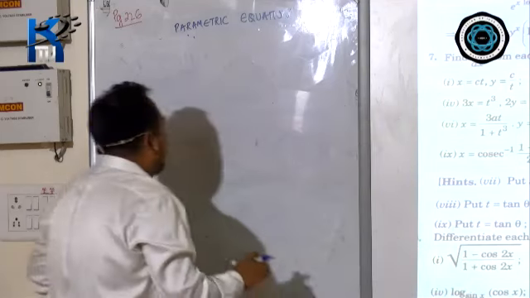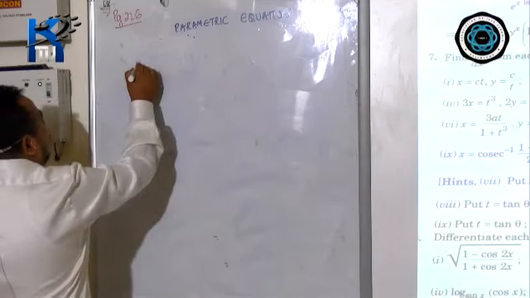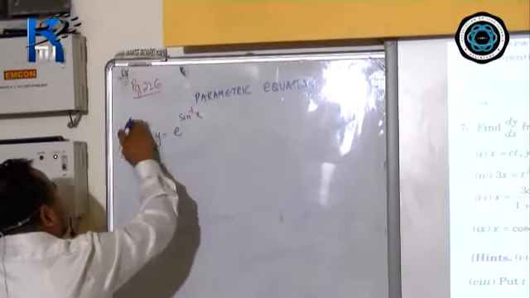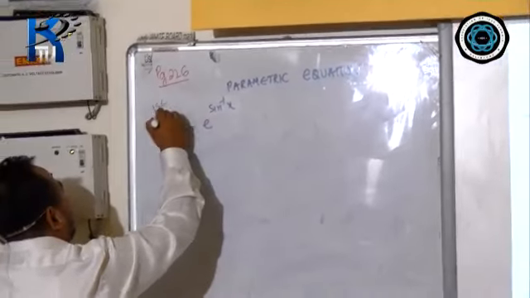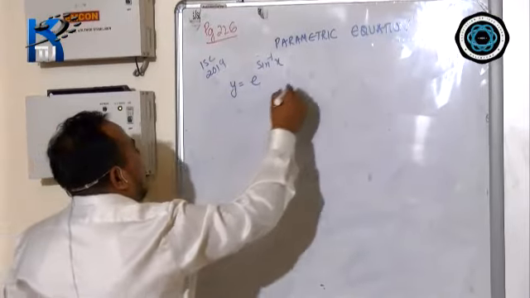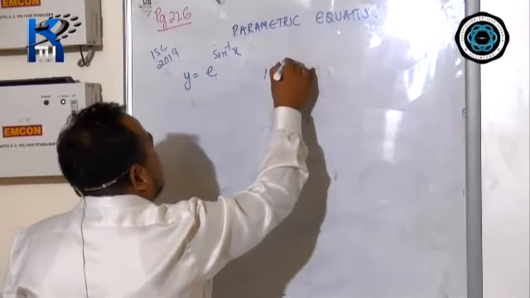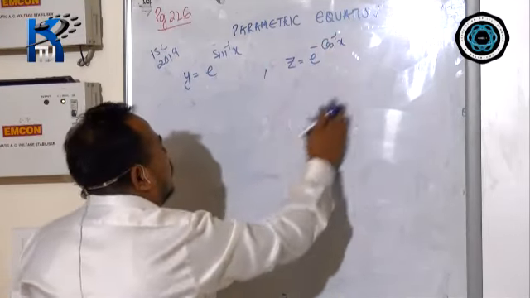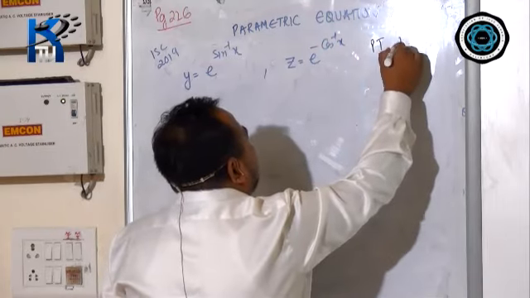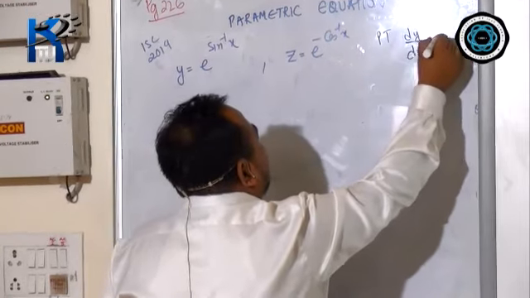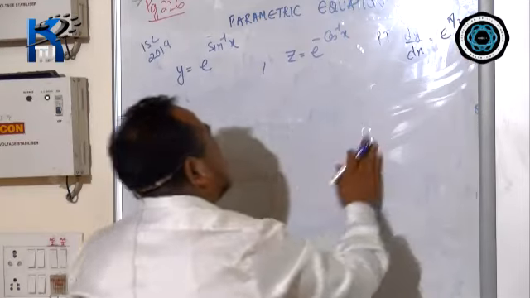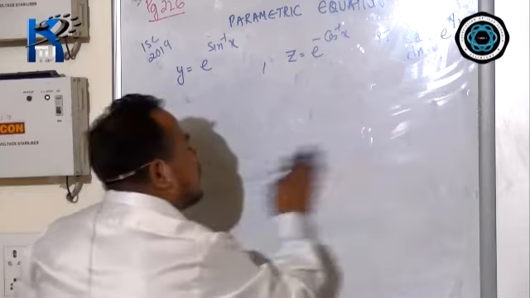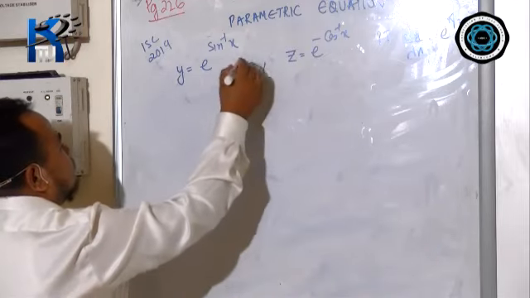So the question was, if y equal to e to the power sine inverse x, this was ISC 2019, and z equal to e to the power minus cos inverse x, you have to prove that dy by dz equal to e to the power pi by 2. I'm not going to do anything extra, so we are going to start with the first equation.